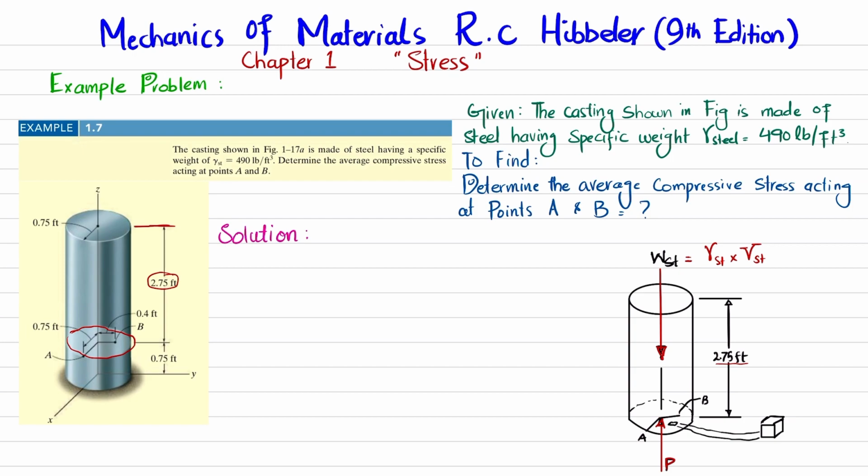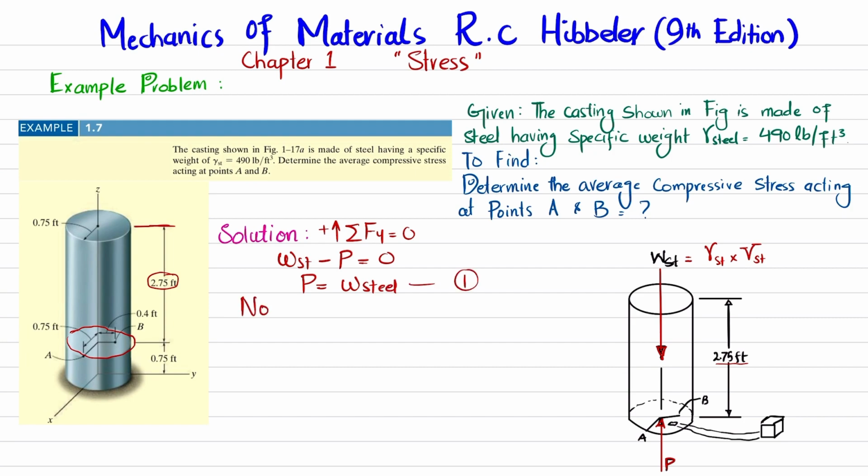So we will apply the equation of equilibrium that the sum of all forces along the y direction must be equal to 0, and upward force is taken as positive. You can see W of steel is acting downward, because weight is the force which always acts downward toward the center of gravity. And P is acting upward, so their sum must be equal to 0. It means that P will be equal to the weight of steel. This is equation number 1.